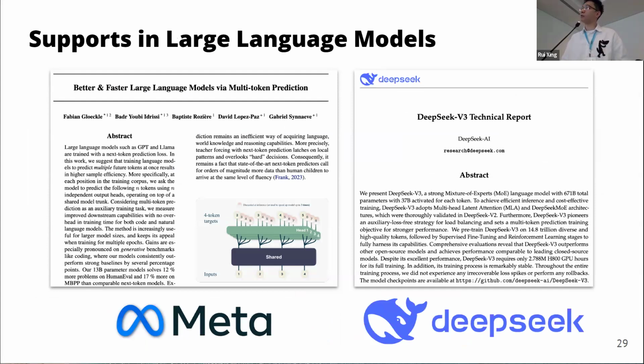And speculative decoding has also been supported in pre-trained large language models, like in the Facebook Meta paper and DeepSeek version 3. In these papers, they investigate embedding the speculative decoding capability into the pre-training stage so that the model can leverage this capability during the inference process.